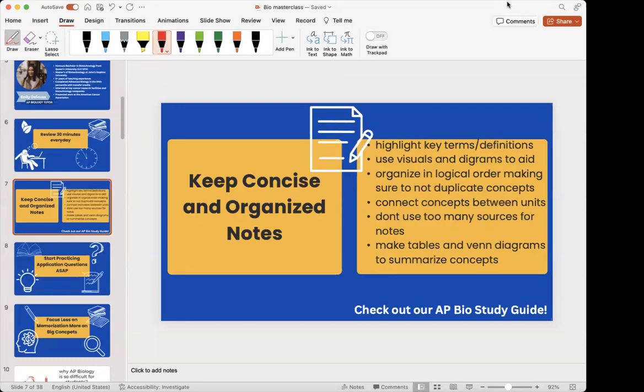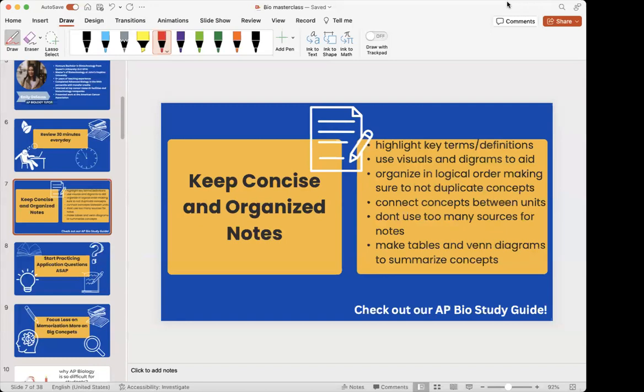Now, the other one that I will recommend is making tables and Venn diagrams to summarize concepts. So, for example, in Unit 2, you learn about prokaryotes and eukaryotes. What I like to do after that is write out a chart that compares and contrasts the differences between prokaryotes and eukaryotes. That's a really common question.